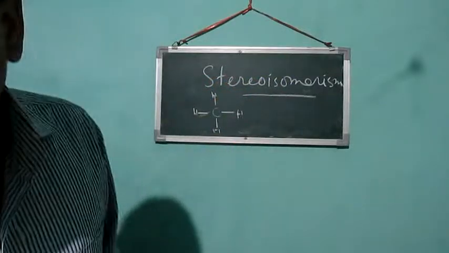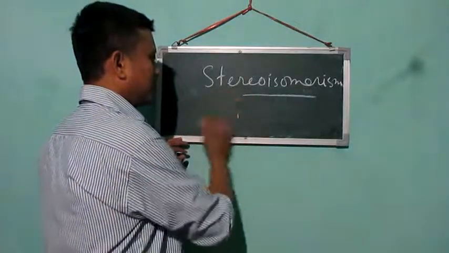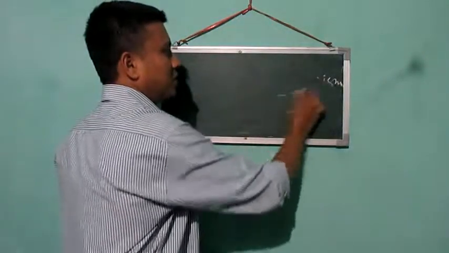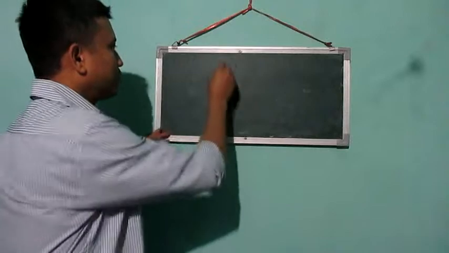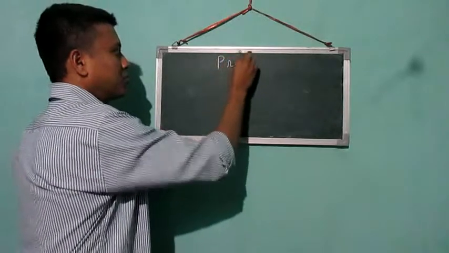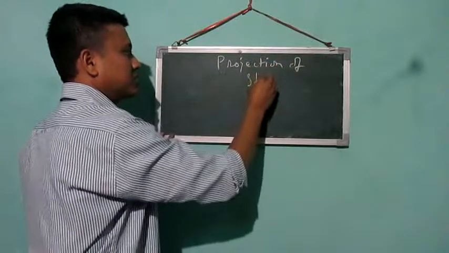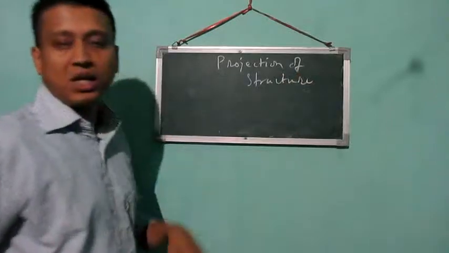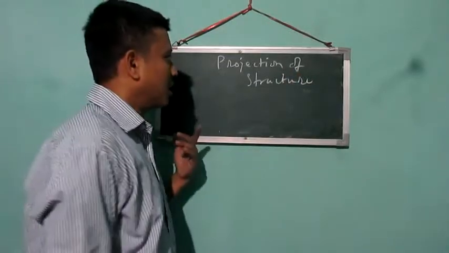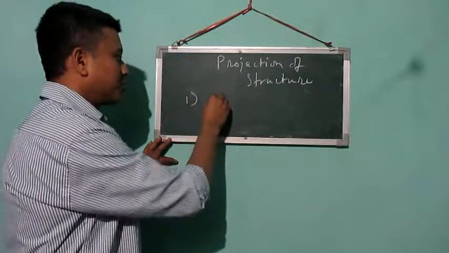Now, before going into the detail of stereoisomerism, we have to study a little bit about the different types of representation of structures. That is called projection of structures. Now, one structure can be projected in different ways. What are those ways? Number one is Fischer projection.